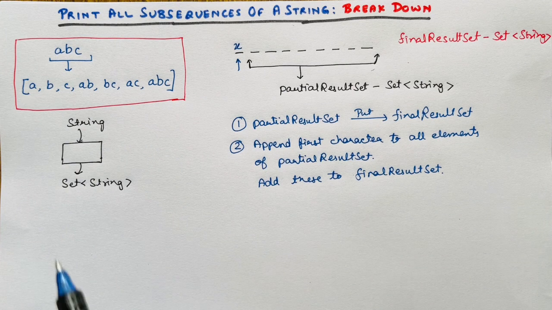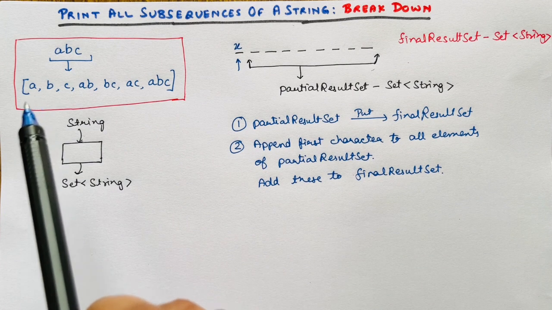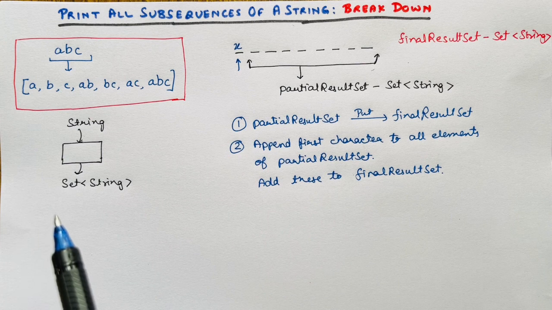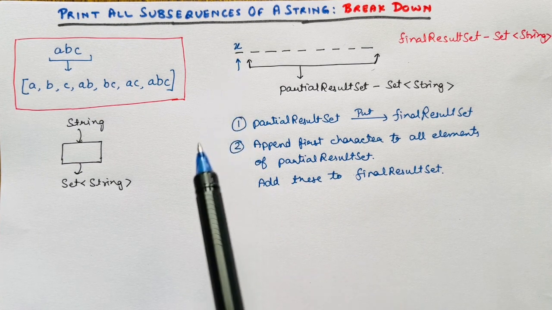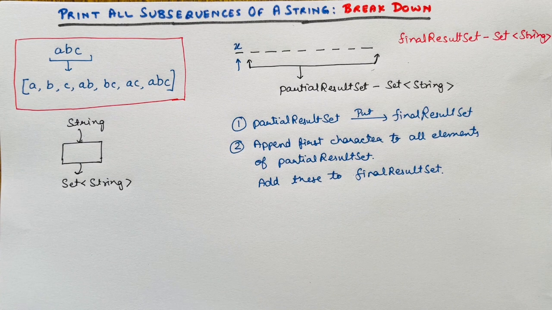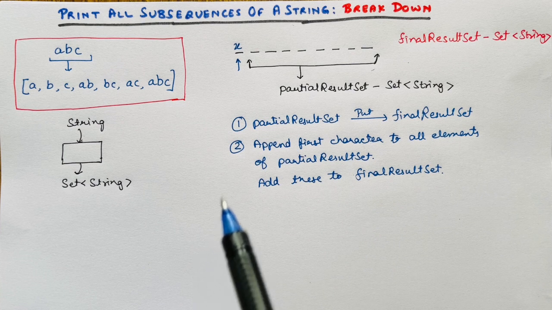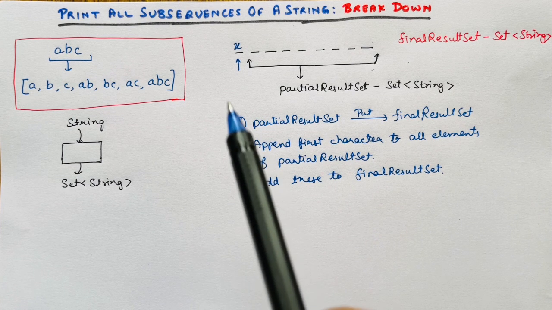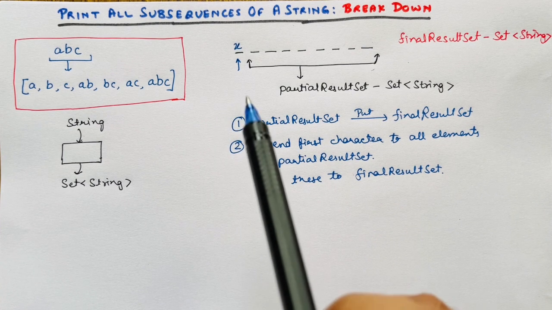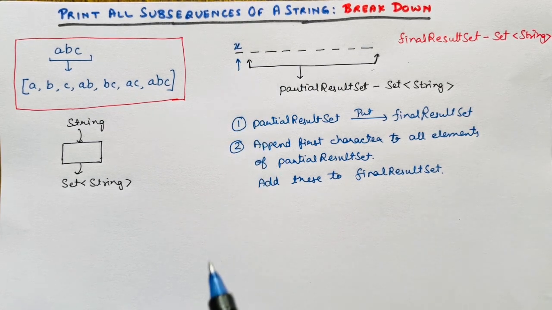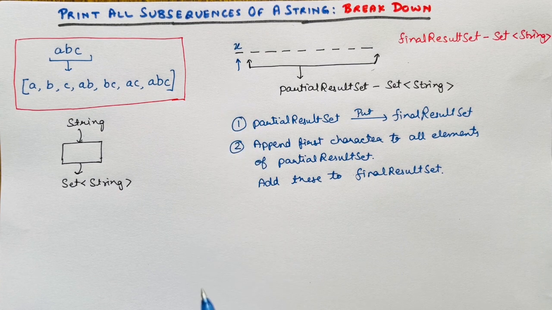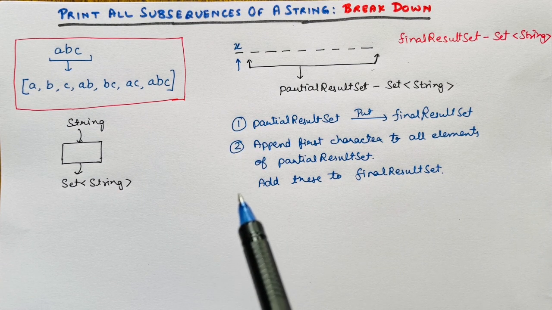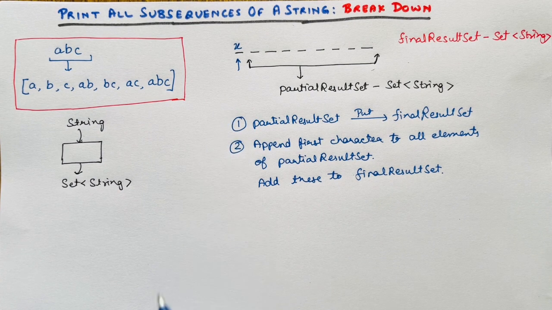We can see from the example that even a single character is a valid subsequence. So here also x, that is our first character, should be a valid subsequence. But will we get x in these two steps? No, 1 does not have x anyway because 1 contains only those subsequences that do not start with x. And 2 contains all subsequences that start with x, but it will not have that subsequence which only has x.